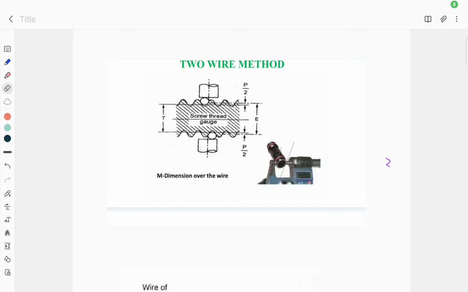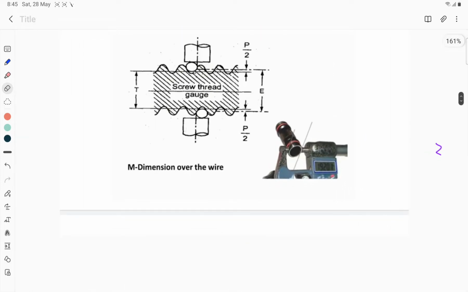Hello everyone. In this video, we will see how to calculate effective diameter or pitch diameter using the two-wire method. In the two-wire method, two wires of known diameters are chosen such that they contact the flanks at their straight portion. You can see it in the picture below.